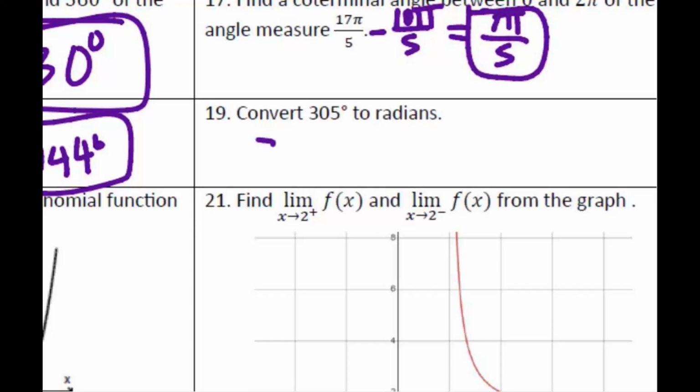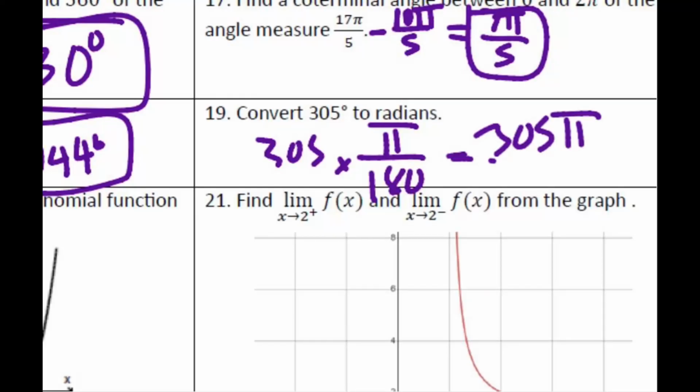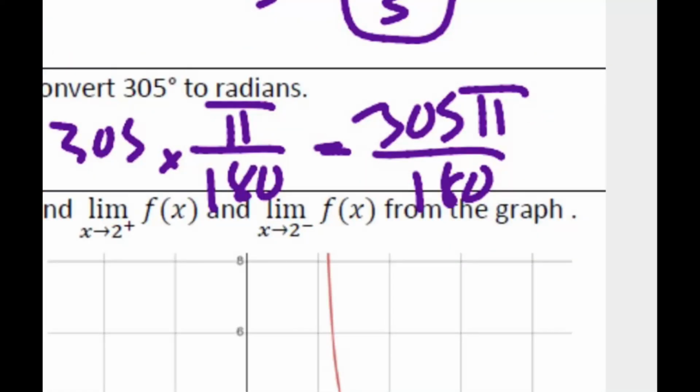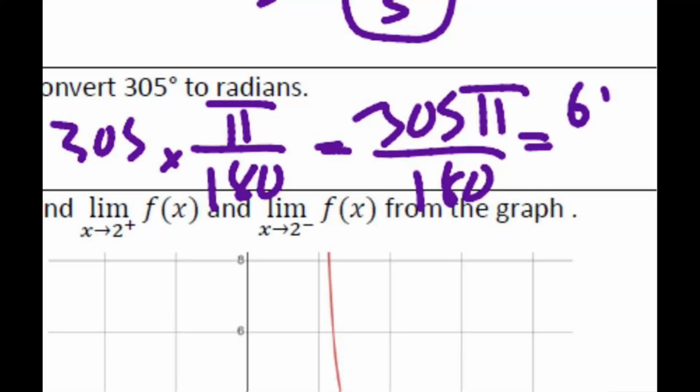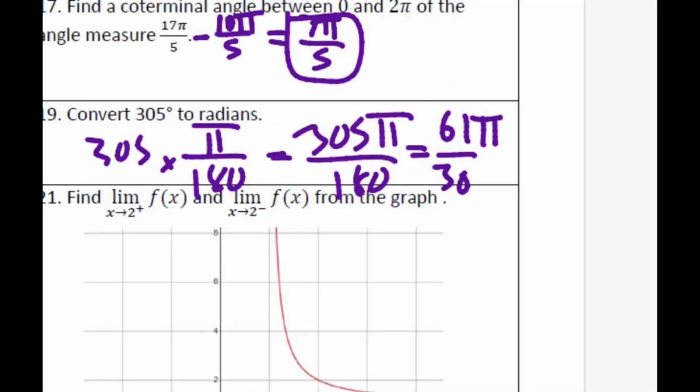Convert 305 degrees to radians, so 305. My conversion factor here is 180 in the bottom now, and pi in the top. I can write this out like this, over 180. Then I'm going to type in 305 in the numerator and 180 in the denominator, and that gives me 61 in the numerator, 36 in the denominator. But I need to make sure I have my pi there.